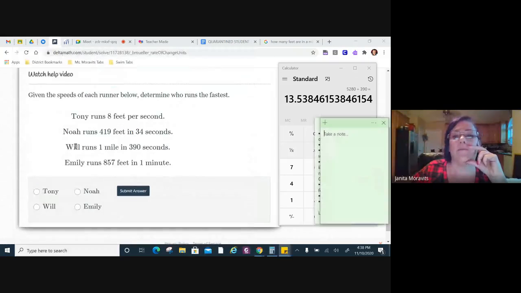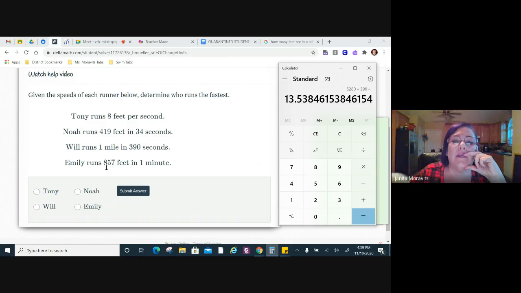All right, so who was that? So Will runs 13.5 feet per second. Because he runs 1 mile in 390 seconds. All right, so that's how many feet per second there. All right, now let's take a look at Emily.